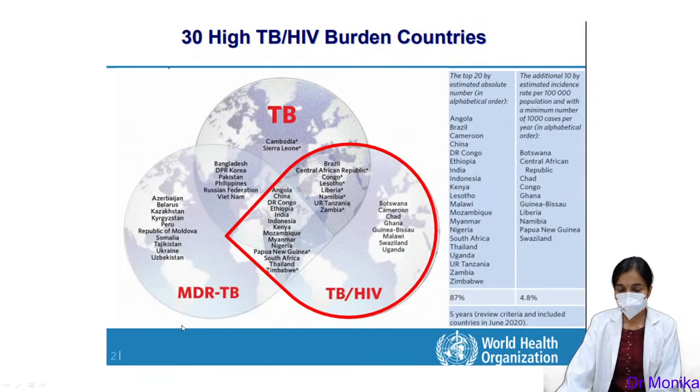So this is the picture which I have taken from the WHO. It shows the top 30 highest TB-HIV burden countries. Here we can see that these countries are China, India, Indonesia, Kenya, Myanmar, Nigeria, and these countries not only have this co-infection burden, but they also have the MDR-TB burden, which makes the condition worse.